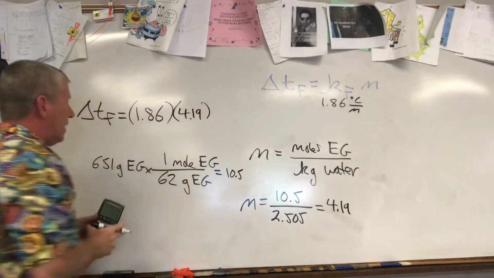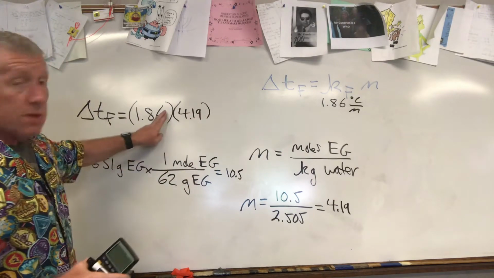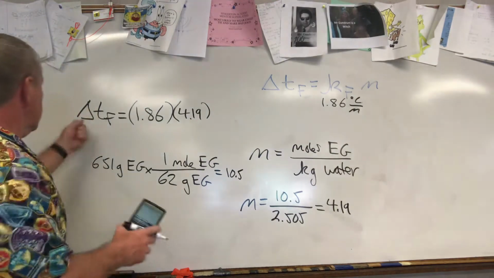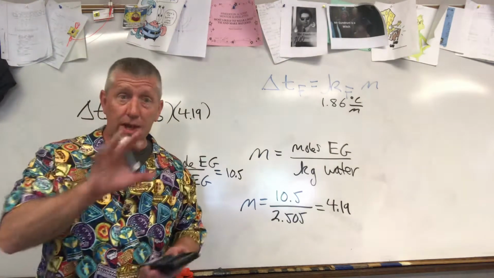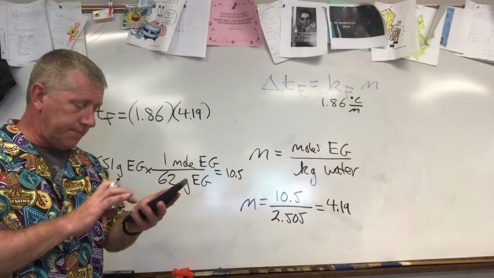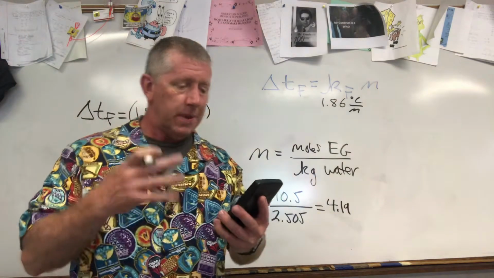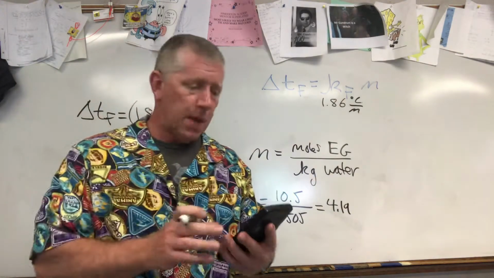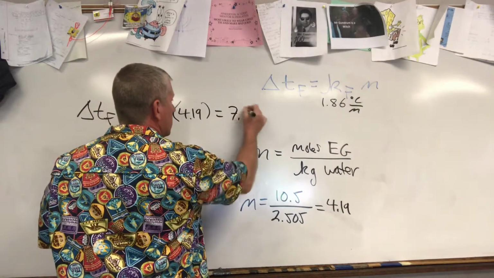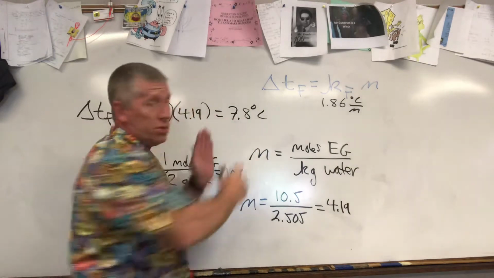4.19, molality. The unit here would be M, so this is degrees C per M. The M's cancel, and we get degrees C. That'll be our change in the freezing temperature. So that times 1.86 is 7.96, so we're going to make it 7.8 degrees Celsius. That is my change in the freezing temperature.